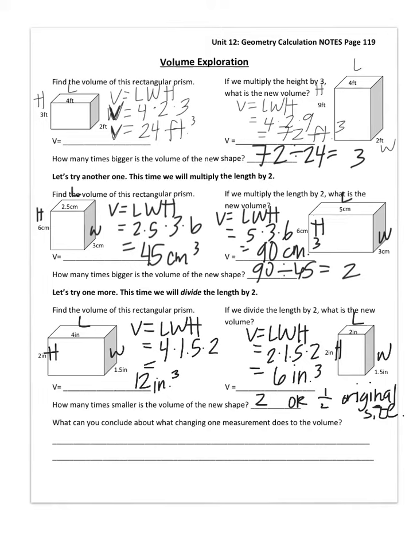Alright, so what can we conclude about what changing one measurement does to the volume? So if we look back, we multiply the height by 3 to get 9. Our volume was multiplied by a factor of 3, because 24 times 3 gives you 72. Multiply the length by 2, 45 times 2 gives you 90. We divided the length by 2, 12 divided by 2 gives you 6. So the volume changes according to the scale factor.